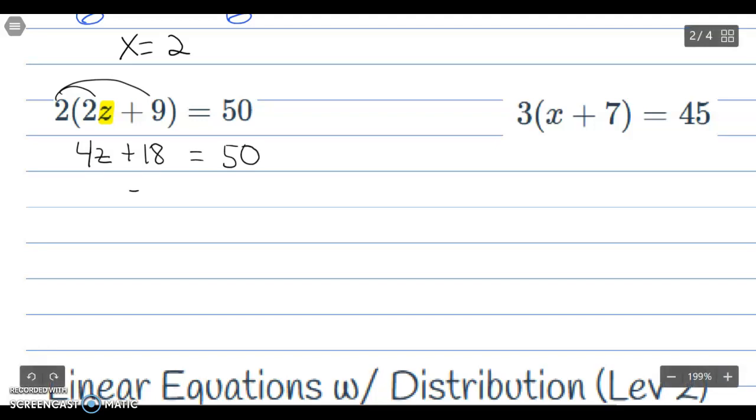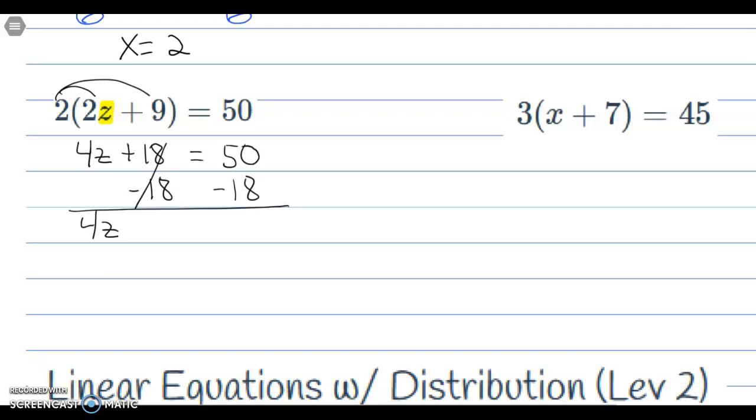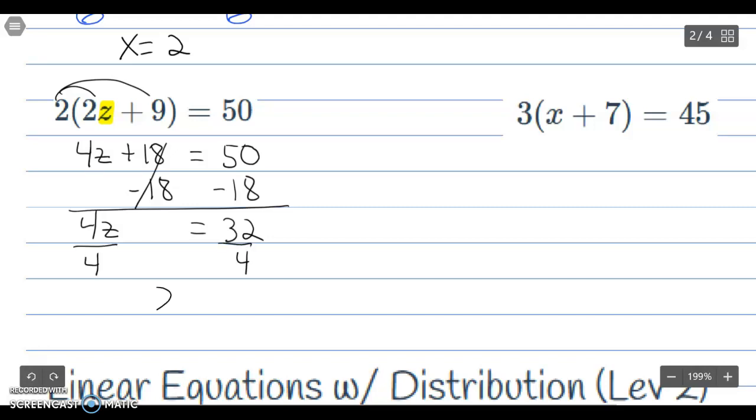And then we're going to subtract 18 on both sides. We're going to bring down the 4z. This will cancel out, and then 50 minus 18 is 32. And then we're going to divide by 4, and z is equal to 8. So you should get 8 on that one.